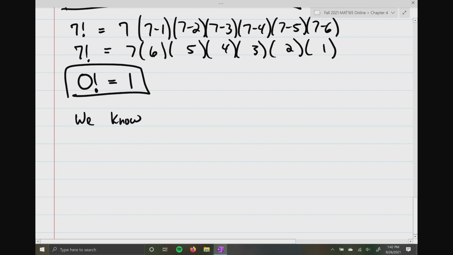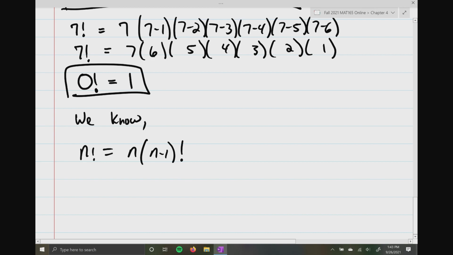Actually, let me start even more general. We know that n factorial is going to equal n times n minus 1 factorial, meaning this is just going to repeat: n minus 2, n minus 3, n minus 4, n minus 5, until you get all the way down to whatever number you want to stop with, okay?